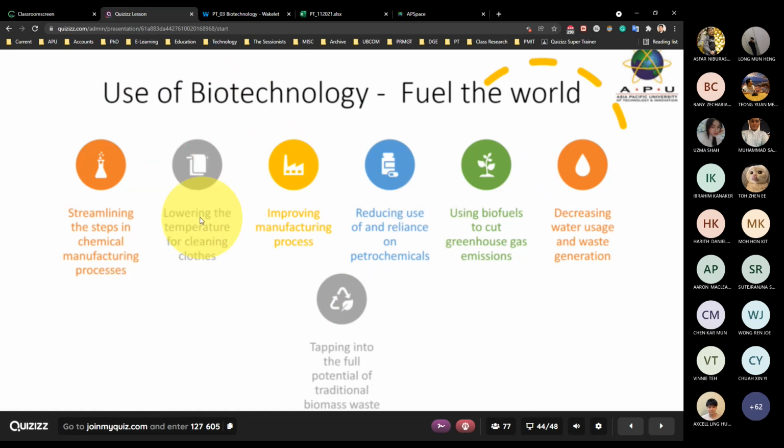As you can see, lowering the temperature for cleaning clothes. Because of biotech, we are able to clean clothes at lower temperatures. We are able to clean clothes faster as well. A lot of manufacturing processes have been improved. Reducing certain usage or reliance on petrochemicals because you have other options today. Decreasing water usage. More importantly, some processes require a lot of water, but because biotech comes into the picture, you can reduce that a lot as well.